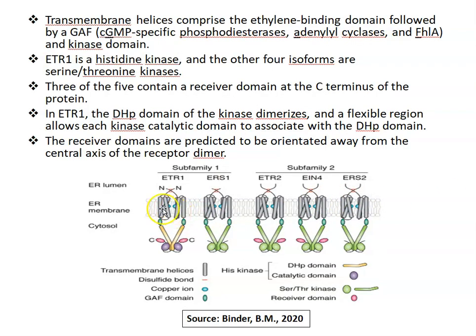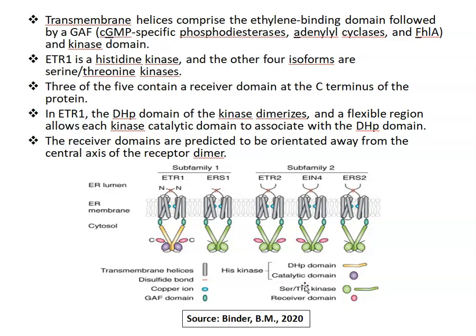Transmembrane helices comprise the ethylene binding domain followed by the GAF domain. GAF domain is this green in color, small structures, right? GAF: G means cGMP-specific phosphodiesterases, A adenylate cyclases, and F, FhlA, right? And then the kinase domain, right? This is the kinase domain. Here is the structure of ETR1, right? All this description given here is of ETR1.